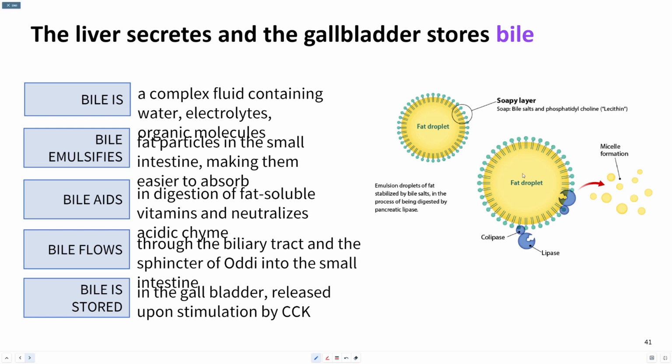So you can see on the right-hand side, we have a soapy layer. The bile salts and the phosphatidylcholine, or lecithin, create the soap layer. So the colipase and lipase can have better access into the fat droplet and then make it into smaller micelle formation. It makes it from bigger fat droplets to smaller fat droplets.